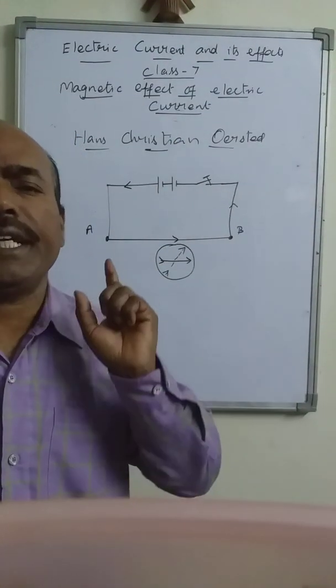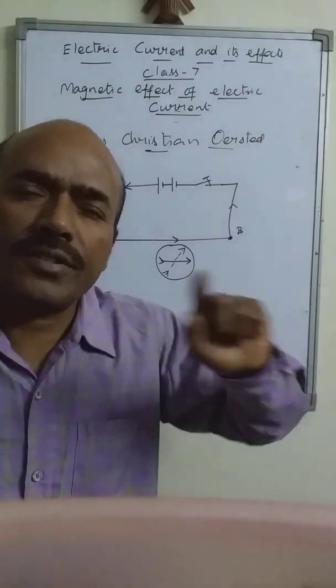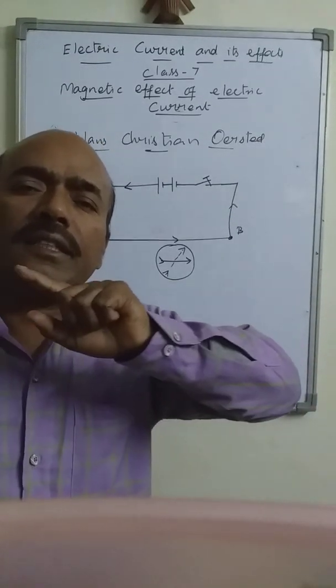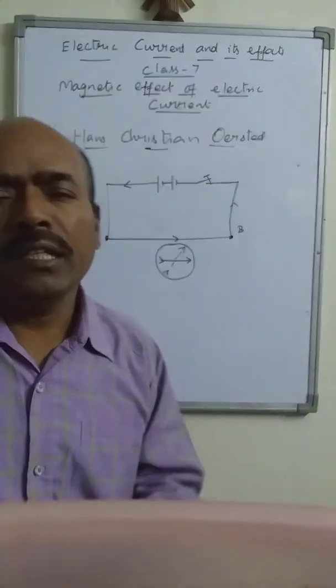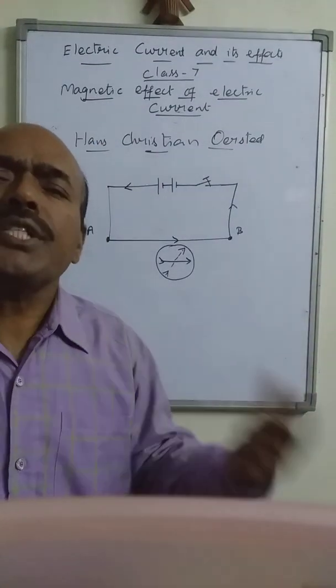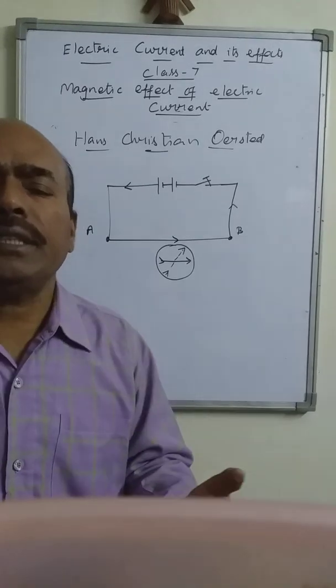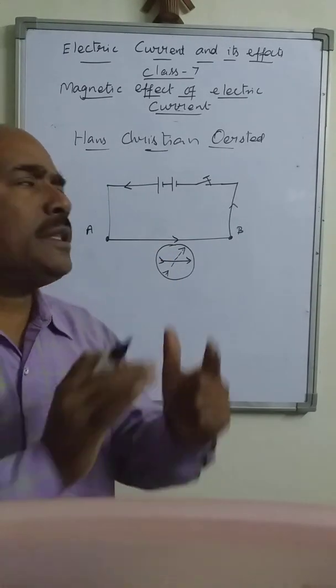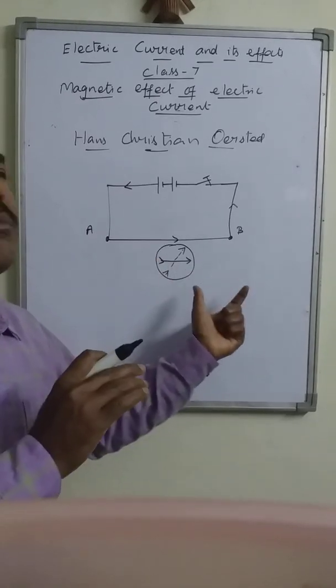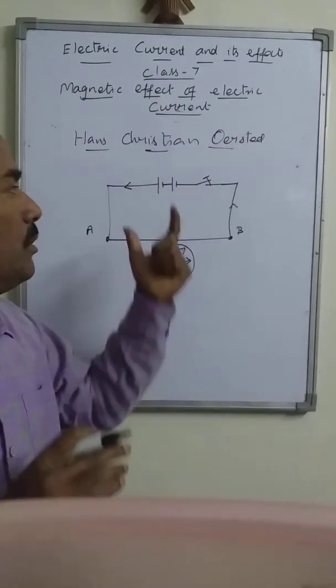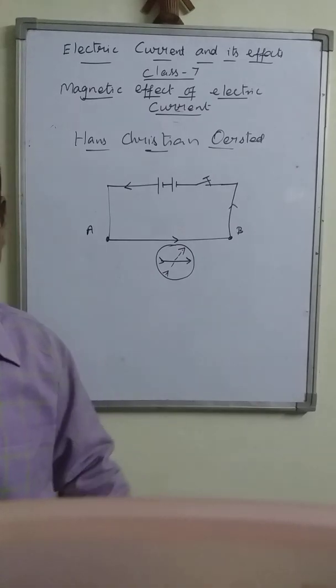Any kind of conductor, whether the conductor is straight, circular, or in the shape of a coil, in any shape of conductor, if we pass the electric current, it develops the magnetic field around it. This was the conclusion given by Oersted. So this is the Oersted experiment.